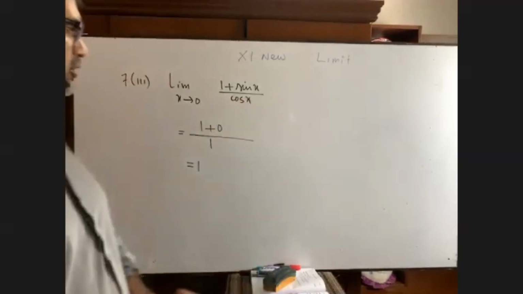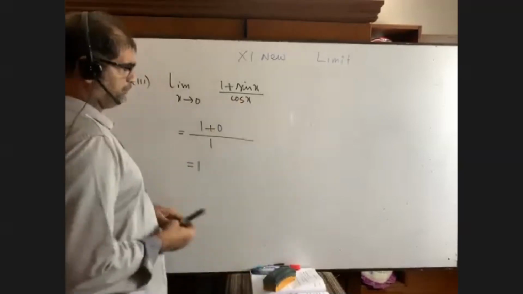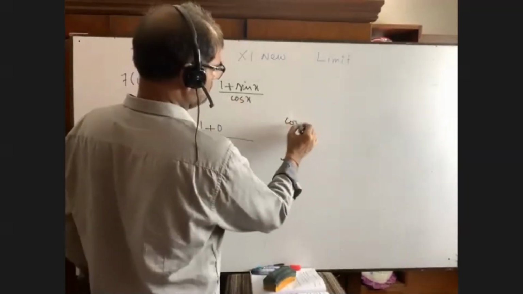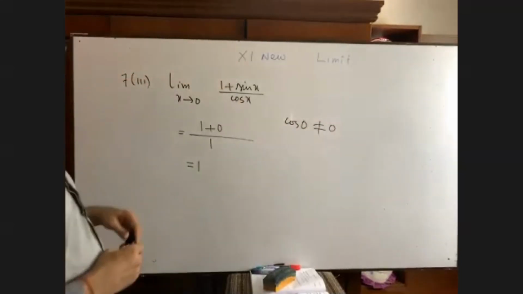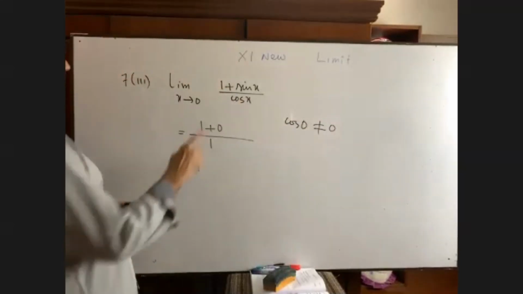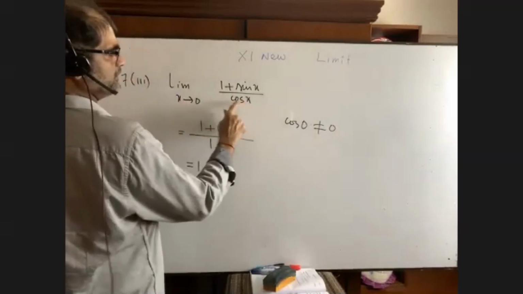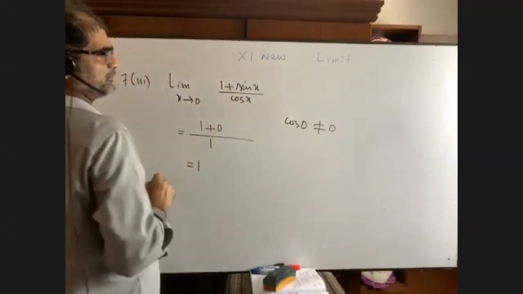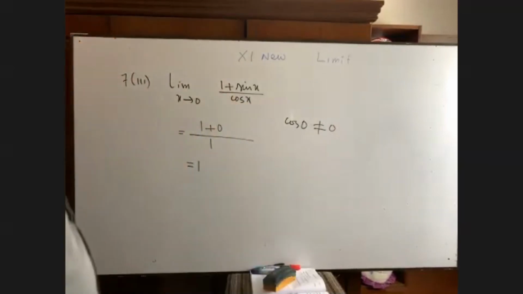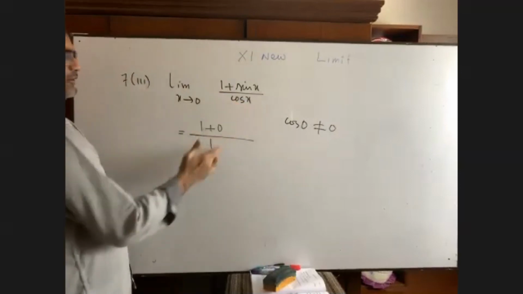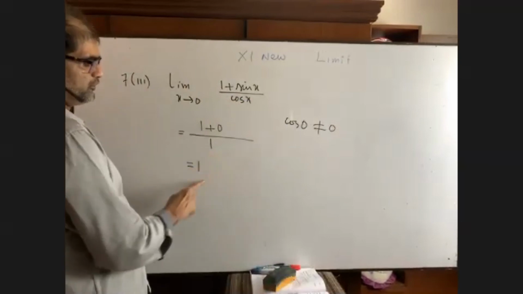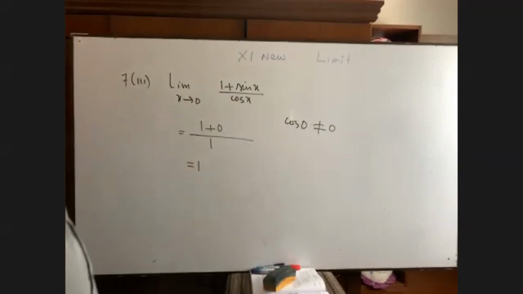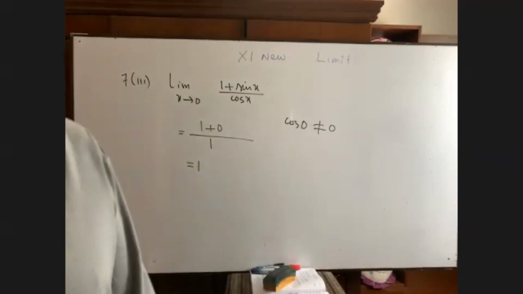I have put the values because cos 0 is not equal to 0. Cos 0 equals 1. So I can put x equals 0 here. If x equals 0, then we are getting cosine 0. But cosine 0 is not equal to 0, it is 1. So our math is done.